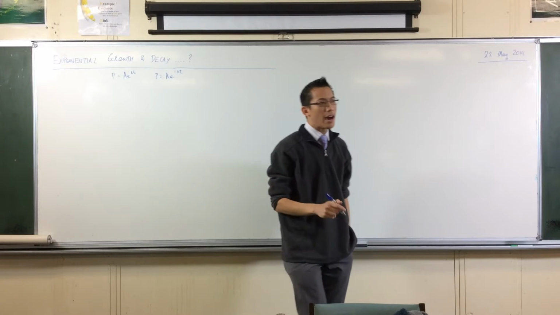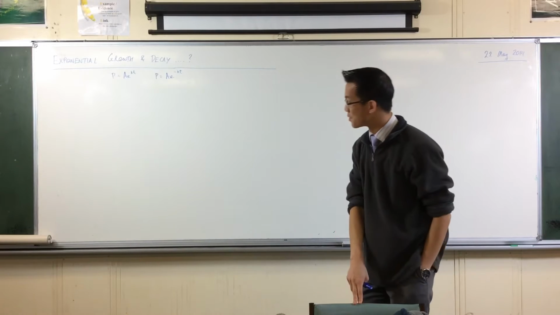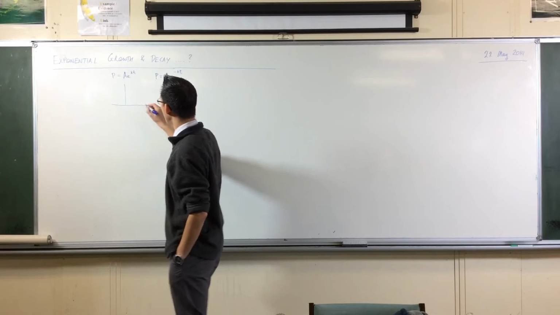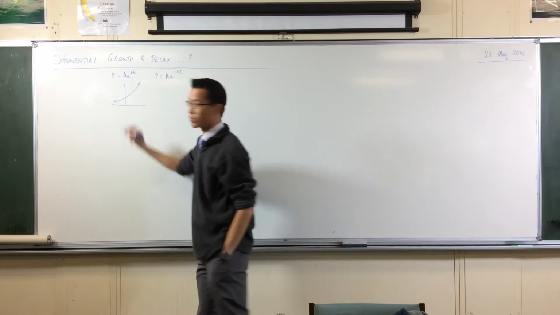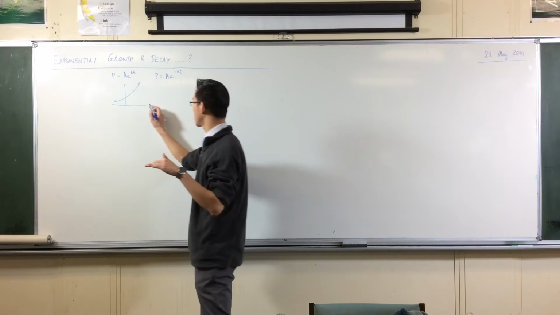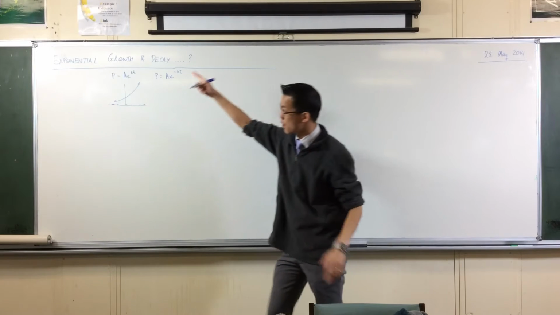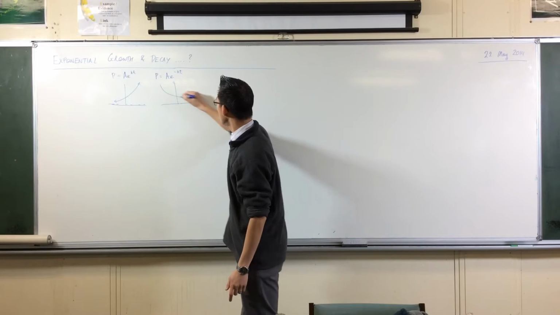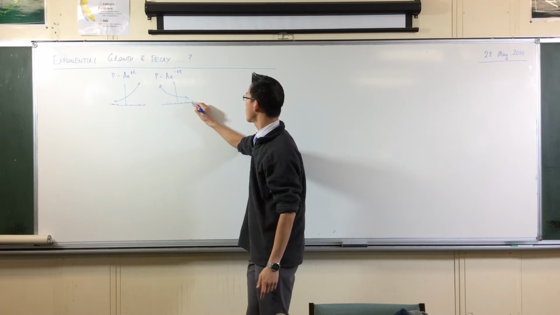Okay? Now, very quickly, without heaps of detail, what do both of these look like? Well, this looks like this, right? And you've got your asymptote at P equals 0, right? And this looks like the same thing but in reverse.